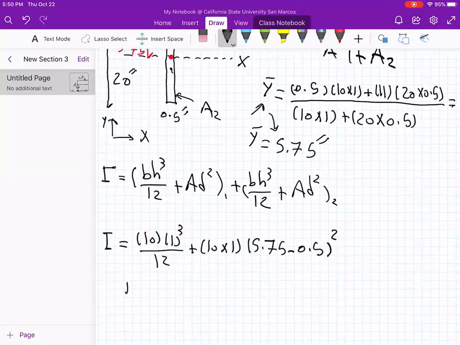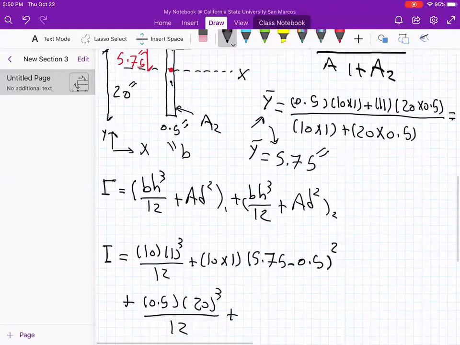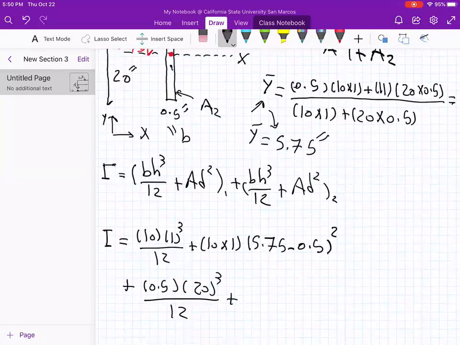Let's add BH cubed over 12 for the second area. What is B for the second area? This one is the B, 0.5. Thank you. What is H? 20. Was the B provided, or the value? Yes, this is the B. Okay, got it. Plus A, which is 20 times 0.5.